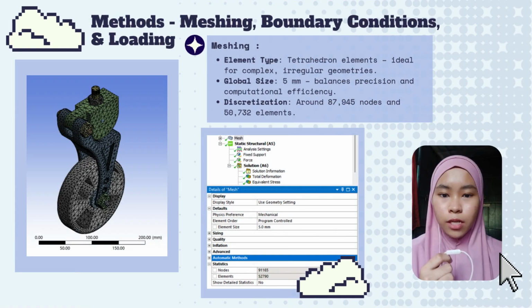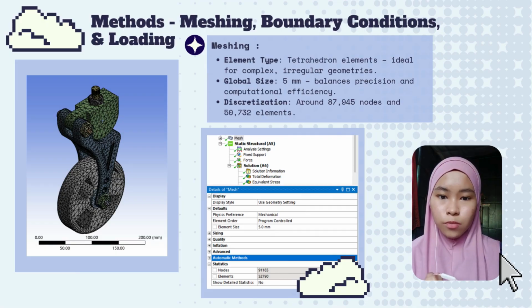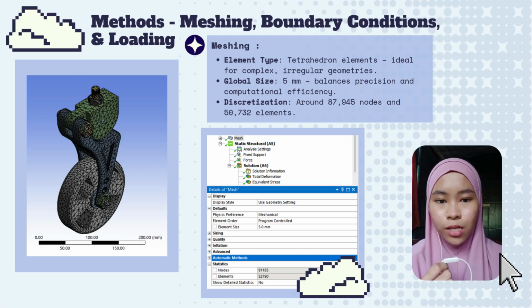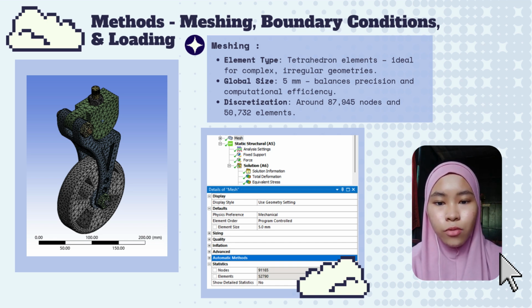Before we dive deeper into results, let's briefly touch upon the method section, specifically focusing on how we set up our simulation in ANSYS. First, meshing, which is like dividing our physical model into many small pieces for analysis. We choose tetrahedron elements. These are great for handling the complex and irregular shape of our wheelchair fork assembly, ensuring we accurately represent all its features.